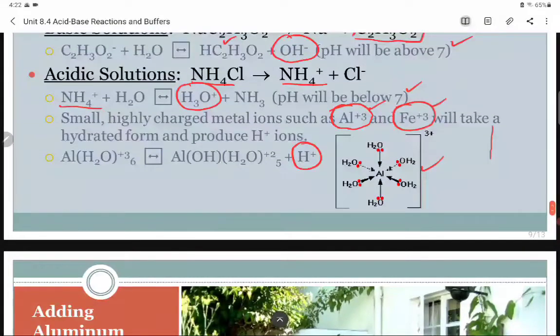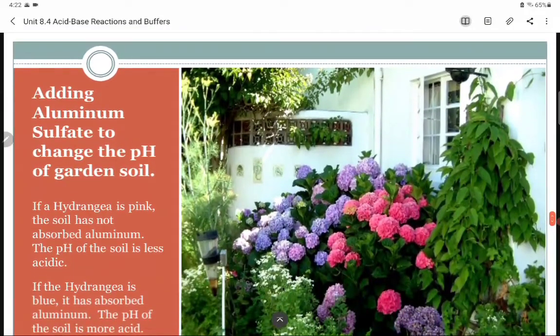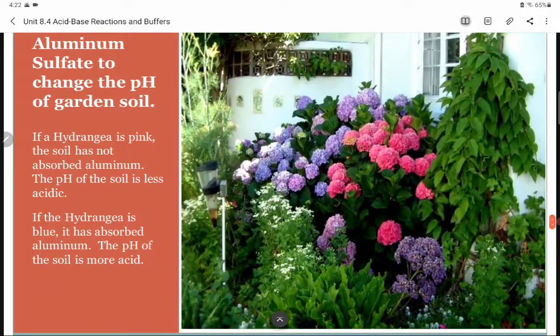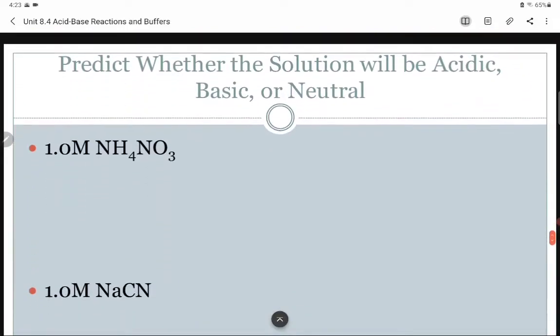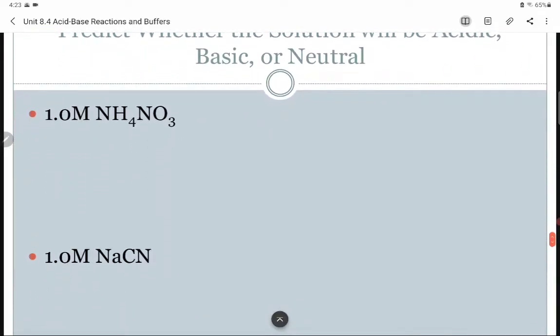Where does this happen for you, though? If anyone has hydrangeas at their house, you might have this situation depending on how much aluminum you have. In this case, I think most Home Depot, Lowe's, they sell it as aluminum sulfate. If you have a lot of aluminum sulfate or very little aluminum sulfate, you can get a combination of the blue and the pink, purple, or you can get more of the blue or more of the pink. But this would definitely be test questions here, though.